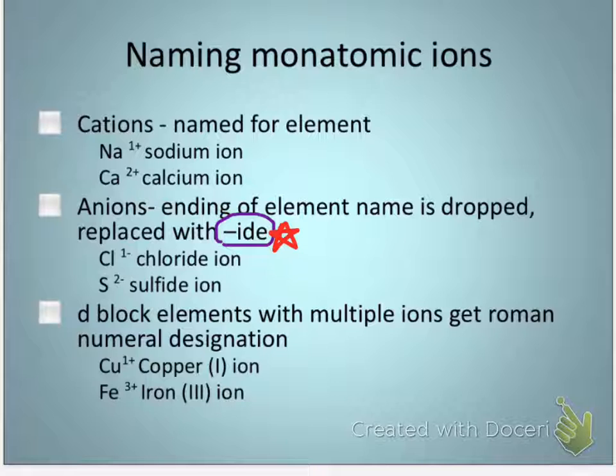Chlorine gains an electron, becomes chloride. Sulfur gains 2 electrons, becomes sulfide. So what would we call it when bromine gains an electron? Tell the people at your table. Bromide. Bromide ion.